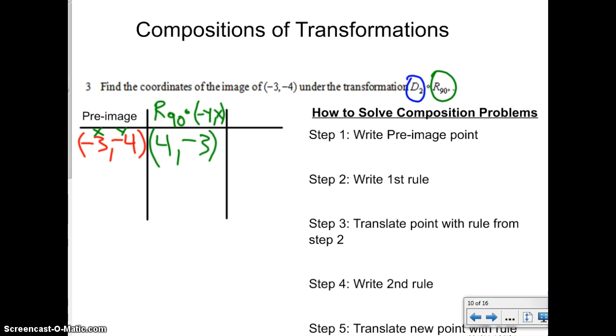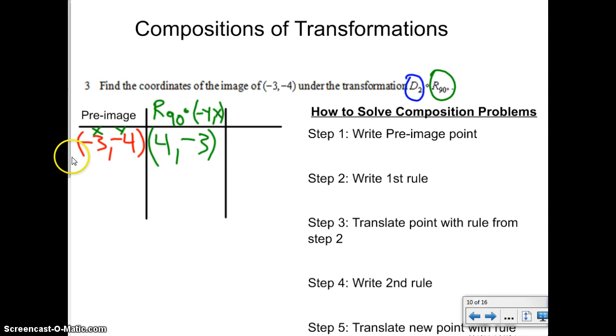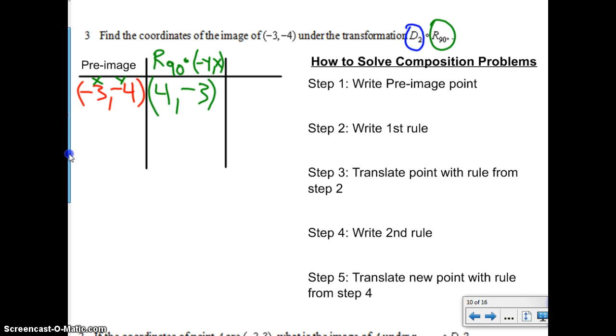Step 4 says that we write the second rule. In this case, it's the rule you haven't used yet, which is the one furthest to the left. So in this case, it's a dilation of 2. So that means you're going to be doing 2 times the x and 2 times the y. Now, it's important that you recognize that what you're doing the dilation to is this one right here in the middle, right? You don't go back to the beginning, you continue on. It's like a path. You can't go all the way back to the beginning. You go from where you are.